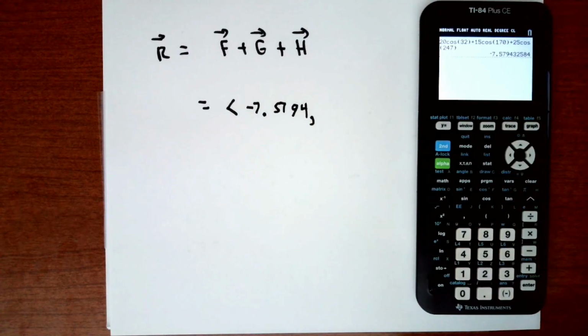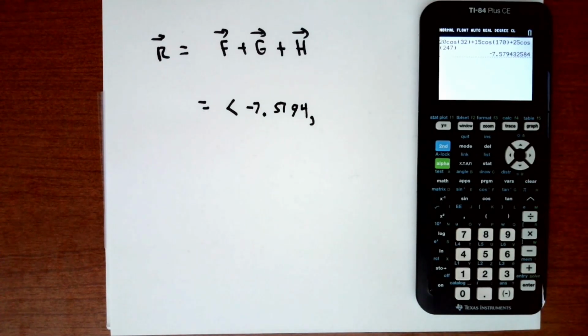So I'll literally just type in the expressions for the 3 first components and add them together. According to my calculator, the result is about negative 7.5794. Now, if you don't know this trick for the Texas Instruments calculators, this is very convenient.